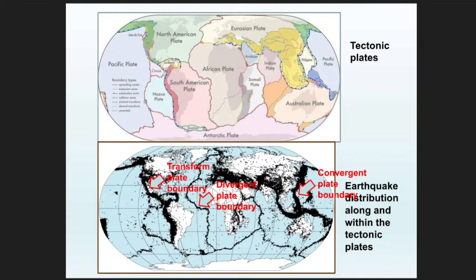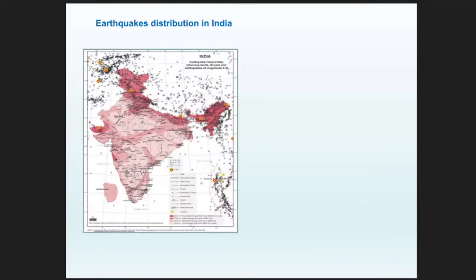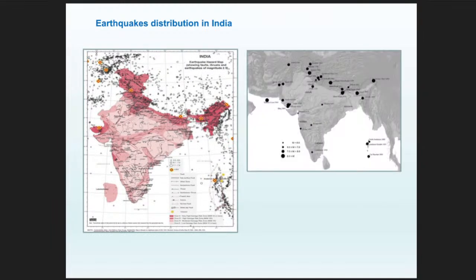Similarly, in case of India, this is the earthquake distribution map of India, where you can see that most of the earthquakes are in the Himalaya region, Andaman region, or in the west coast, or in the Gujarat region, Bhuj region. Similarly, this map shows higher magnitude earthquakes from India.